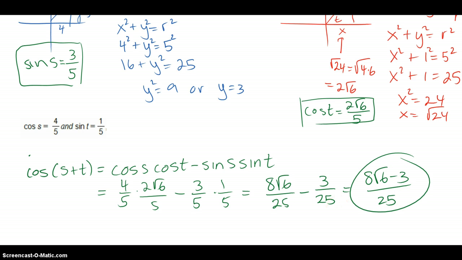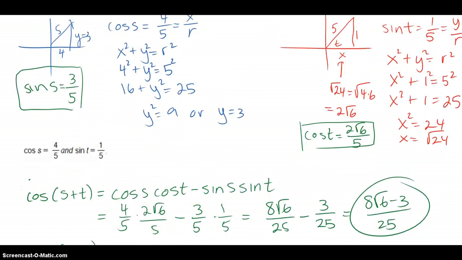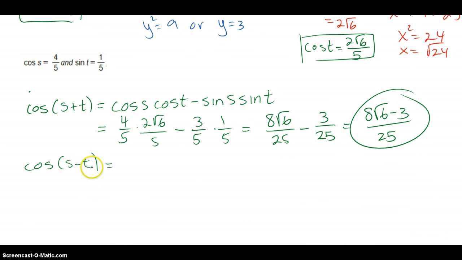Now let's do the same thing, because if you scroll back up, the original asked to find cosine of s minus t. So let's write down the formula for that. If you notice here that the formula for a minus b and a plus b is the same except for a minus sign. The plus has a minus and the minus is plus. So cosine of s minus t would be the same as this but with a plus. Cosine of s, cosine of t plus sine of s, sine of t.